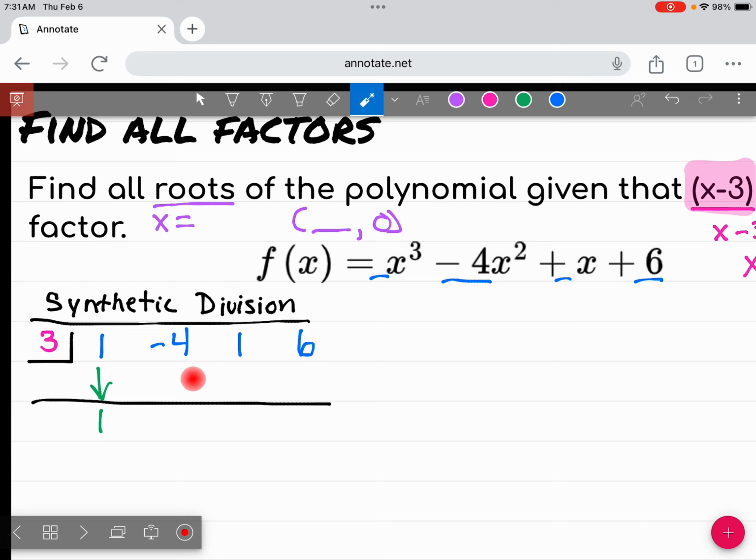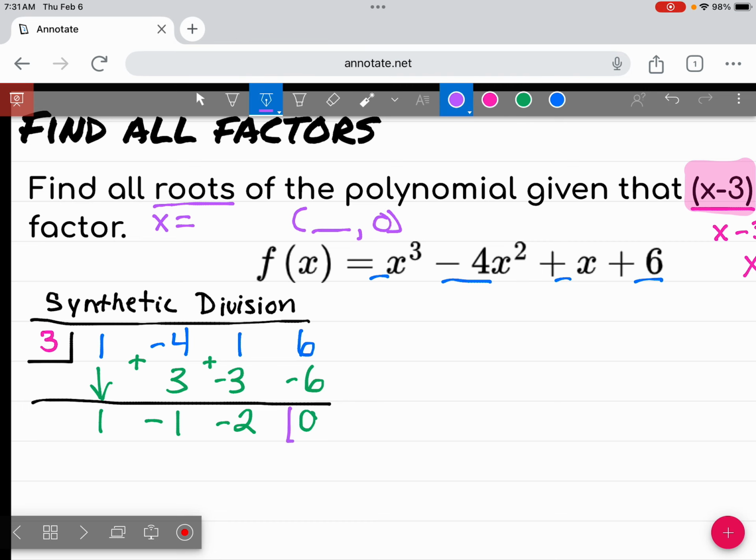All right. So then we're going to do just like we did in the bell work. 1 times 3 and it goes under. So 1 times 3 gives me 3. And then we add our negative 4 plus 3, which is negative 1. Bottom times the left and put it under. Negative 1 times 3 gives me a negative 3. And we're going to add those together. 1 plus negative 3 is negative 2. Negative 2 times 3 gives me a negative 6. And what do we get as our remainder here? 0.